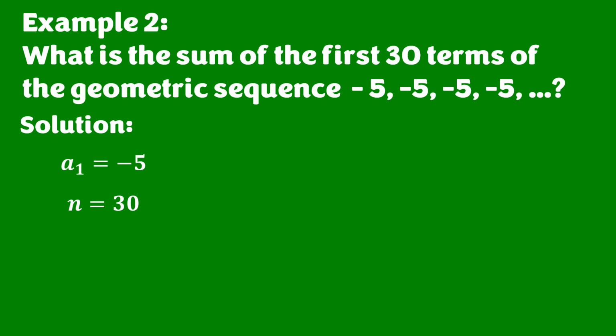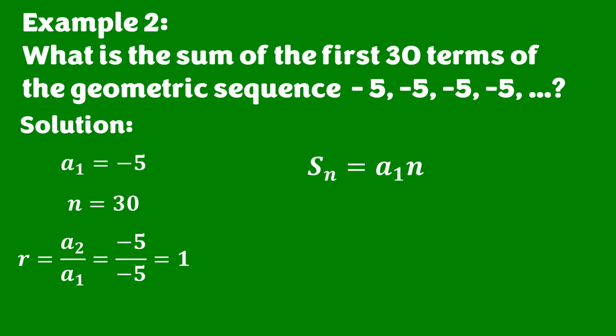So n is 30. So we're going to solve now for the value of r, or the common ratio of the geometric sequence. So r is equal to a sub 2 divided by a sub 1. And that is equal to, the second term is -5 and the first term is -5. So -5 divided by -5 is equal to 1. The common ratio of the given geometric sequence is 1.